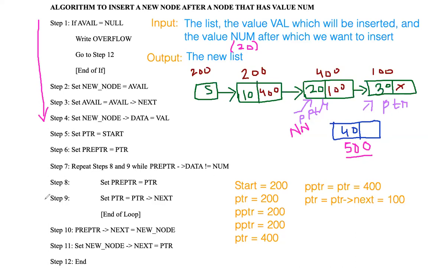So after we have gone through this step, we come here. So PPTR arrow next, that is in the next part of PPTR, we have to put this address. So we remove 5 here and we put 500. So once this is done, this linking is over and this linking is no more there because it is pointing to 500. And in the new node arrow next, we put the address pointed to by PTR, which is 100. So we write 100 here. So once we write 100 here, then this link is also over. So we have been successful in inserting a node after a given value now.